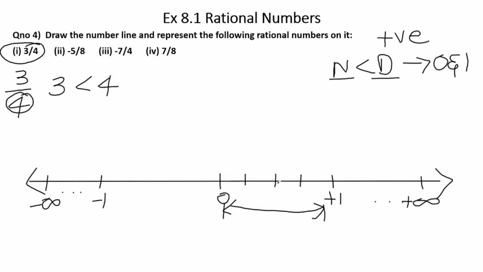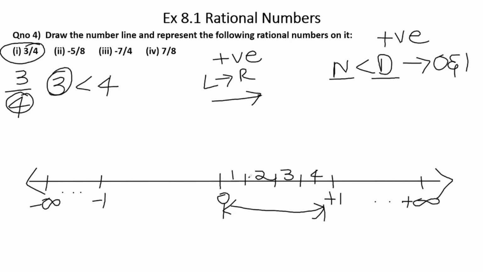Now I have divided this into the 4 equal parts between 0 and 1. Now start counting from left to right. In case of a positive rational number, count from left to right. So this is the first part, this is the second part, this is the third part, this is the fourth part. What is the value of the numerator? The value of the numerator is 3.